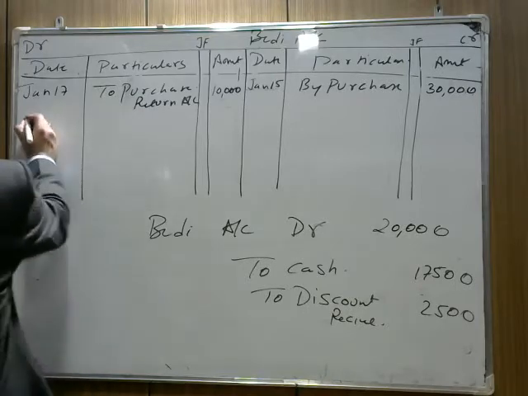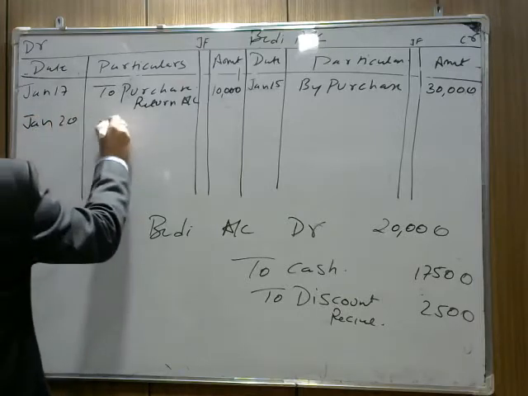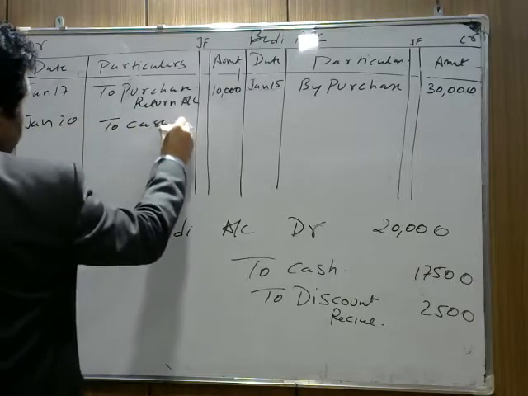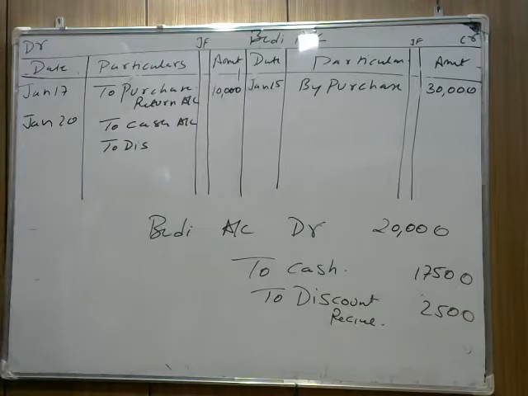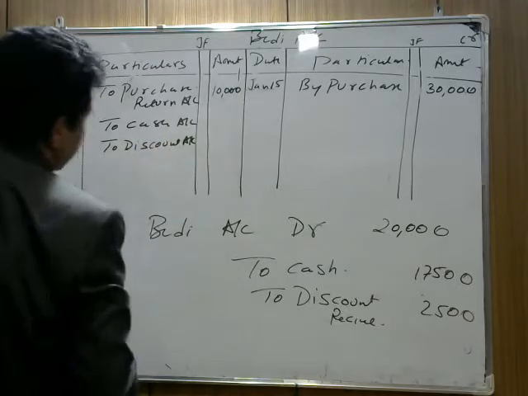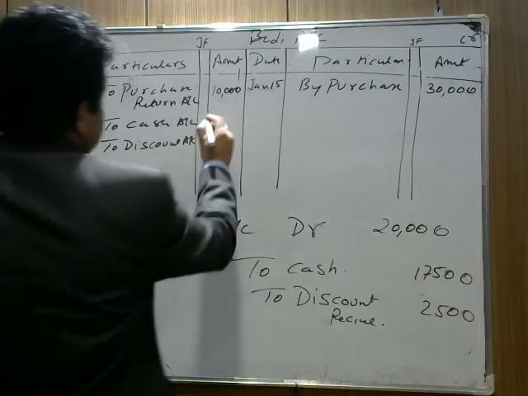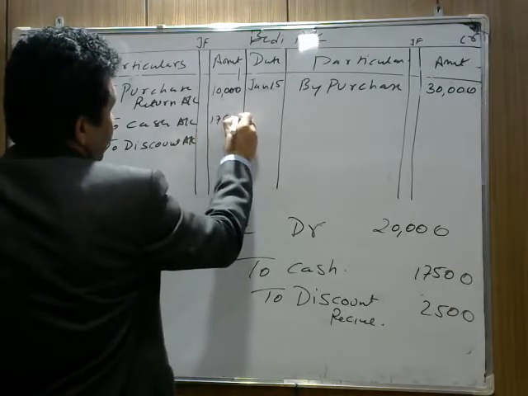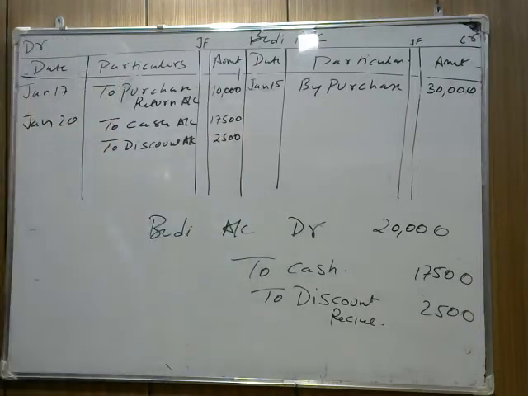तो वी राइट हियर we pay to Bedi on Jan 20th. We pay cash. So we write to cash account and to discount. Simply write discount account. Even you write discount receive account also, but it's a discount receipt for us, not for the Bedi. It's an expense for Bedi because Bedi is paying discount. So how much cash we pay? 17,500. And how much discount Bedi allowed to us is 2,500. जो बेदी ने डिस्काउंट दिया वो उसके लिए खर्चा है.